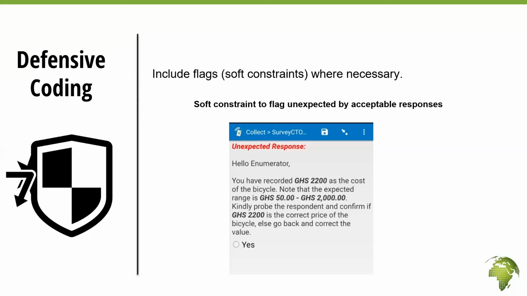But we still need to ensure that people are not mistakenly entering 2,200 cedis instead of 220 cedis. So this is an example of a soft constraint that would pop up, warning the enumerator that the response they put in there is unexpected. This is just to ensure that they read what they are putting in. So if they intended to enter 220 and they entered 2,200 cedis, then they get the chance to correct this.